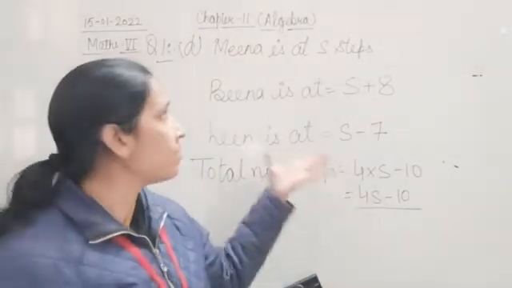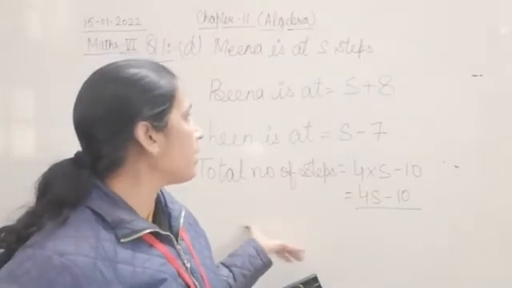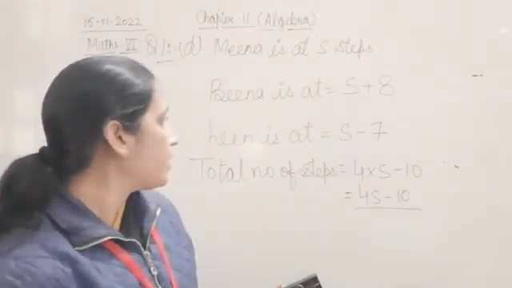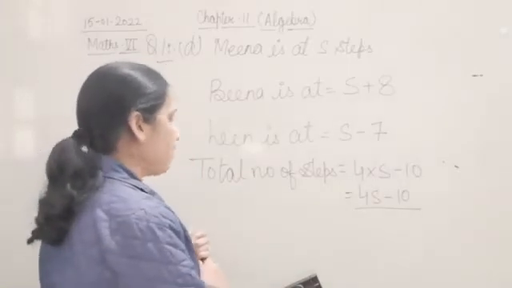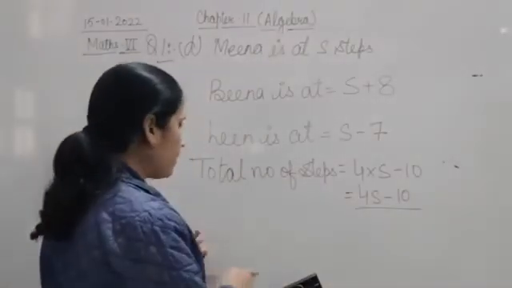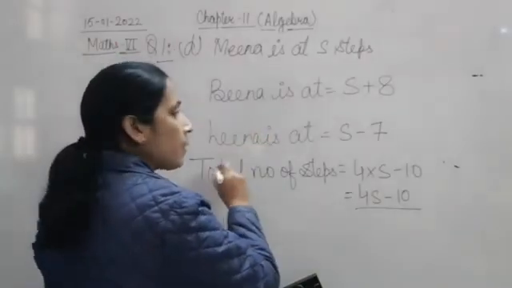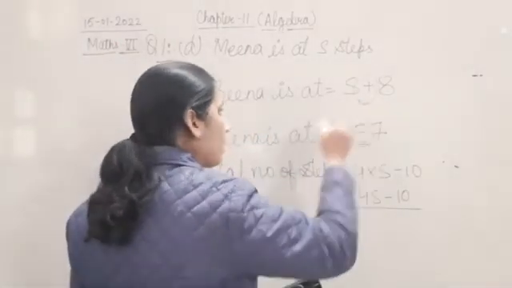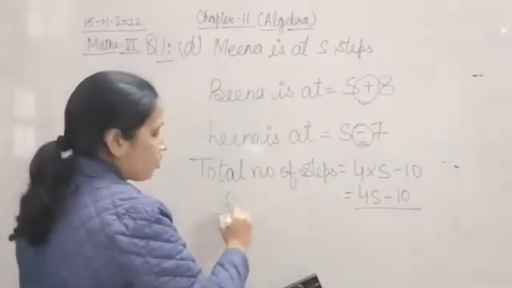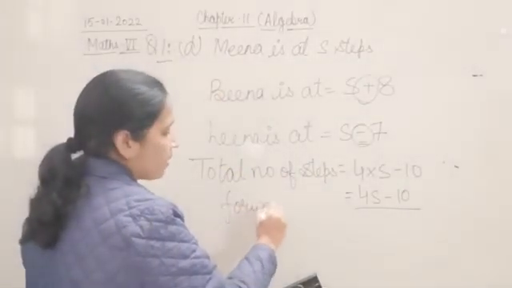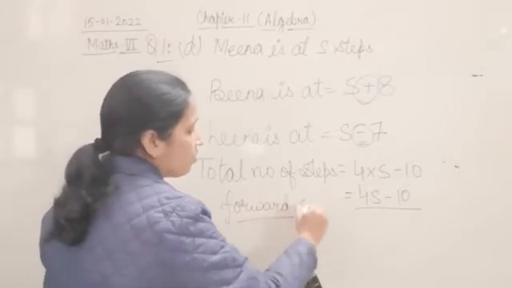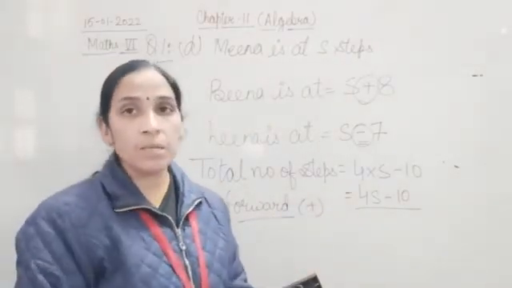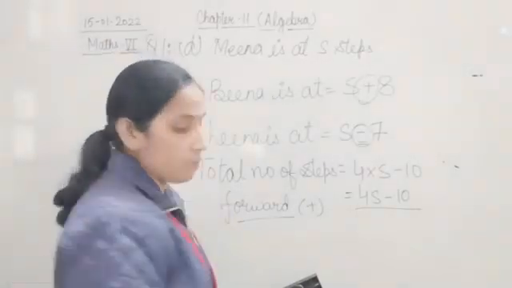So that only we have seen here. Meena is at S step. Beena is at S plus 8. Leena is at S minus 7. 7 steps behind means that will be subtracted. Forward, backward: wherever forward is given in the question, you need to do addition. Backward, subtraction. So these keywords you are going to remember.